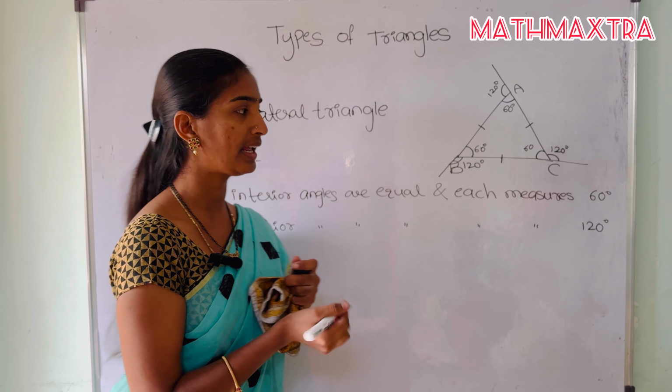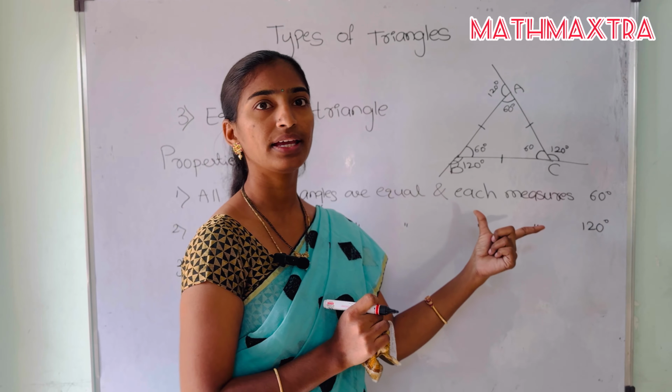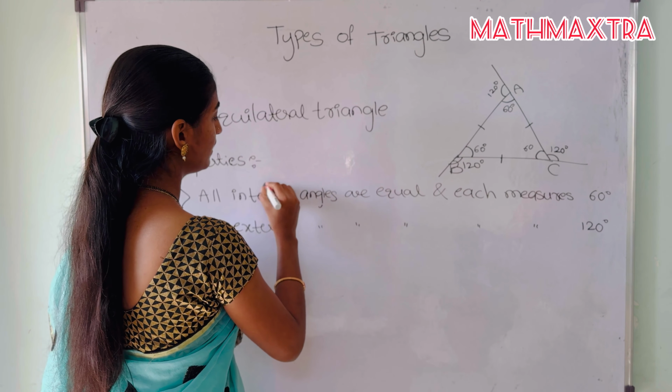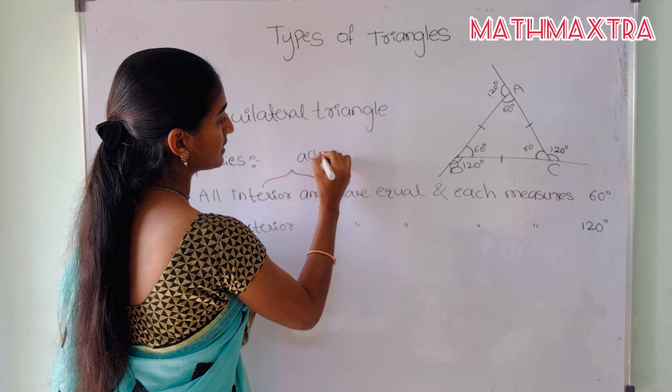And see, interior angles are always acute angles only. See, all measure 60 degrees, 60 degrees, 60 degrees. That is why we can easily say the interior angles are always acute angles. Right? This is one property. What about exterior angles of a triangle? These are obtuse angles. Right? The exterior angles are always obtuse angles.